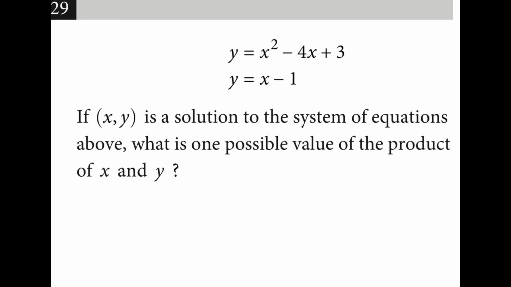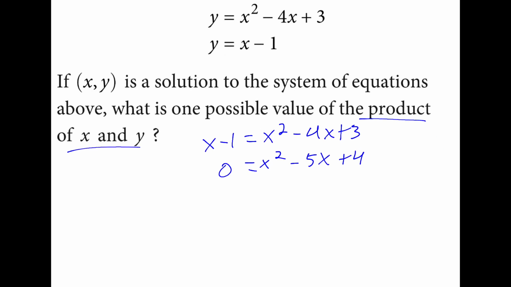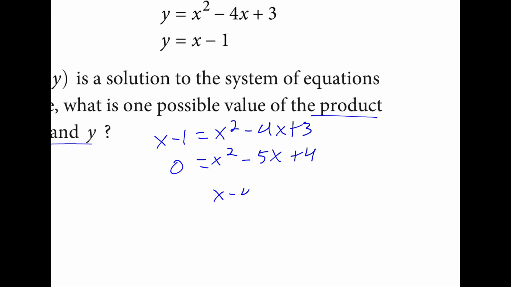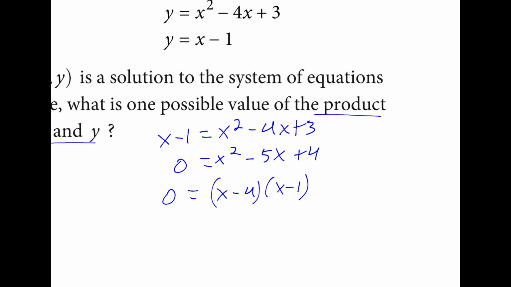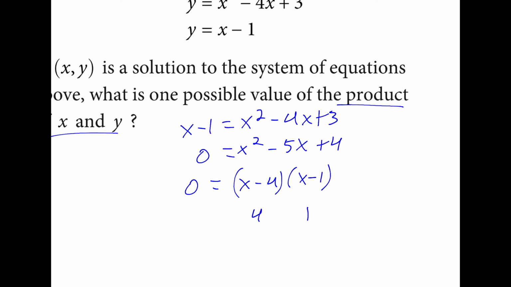If (x, y) is a solution, what is one possible value of the product of x and y? In other words, multiply the 2. Since they're both y-equal statements, I can set the 2 equal to each other, like this, and I'll move the x and the 1 over. So this goes to negative 5x, and this goes up to 4. And this must be (x minus 4)(x minus 1), because I'm looking for 2 numbers that multiply to give us a positive 4, and add to give us a negative 5, and those are the 2 numbers. So my 2 possible values for x are a positive 4 or a positive 1.